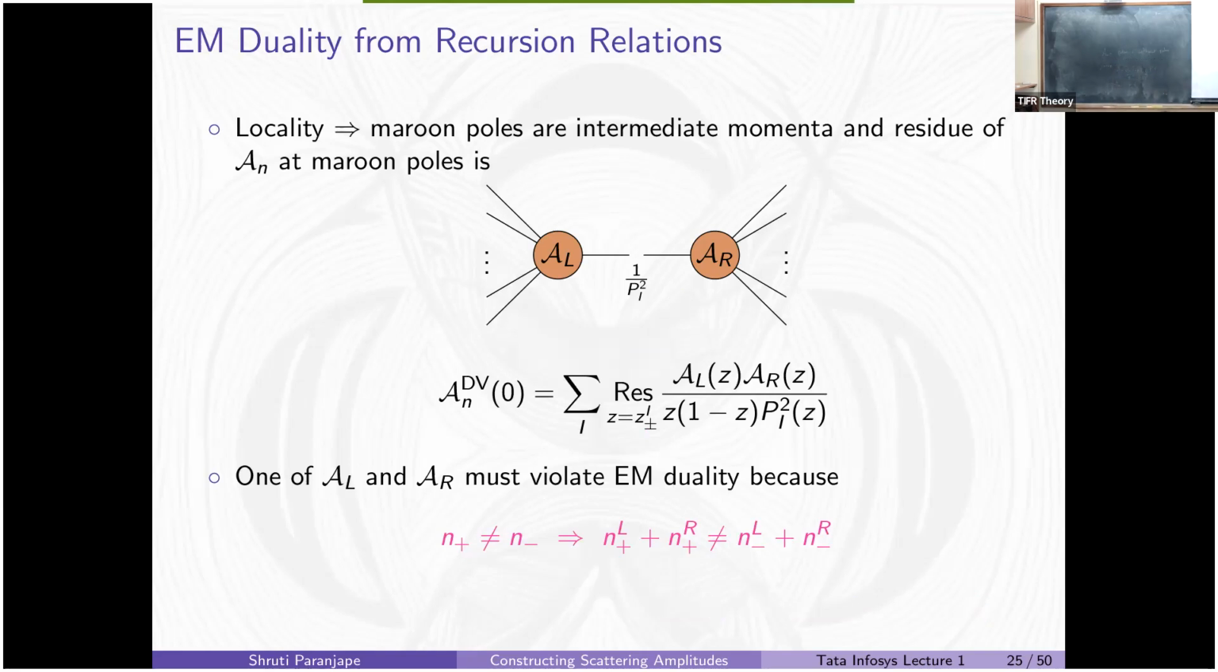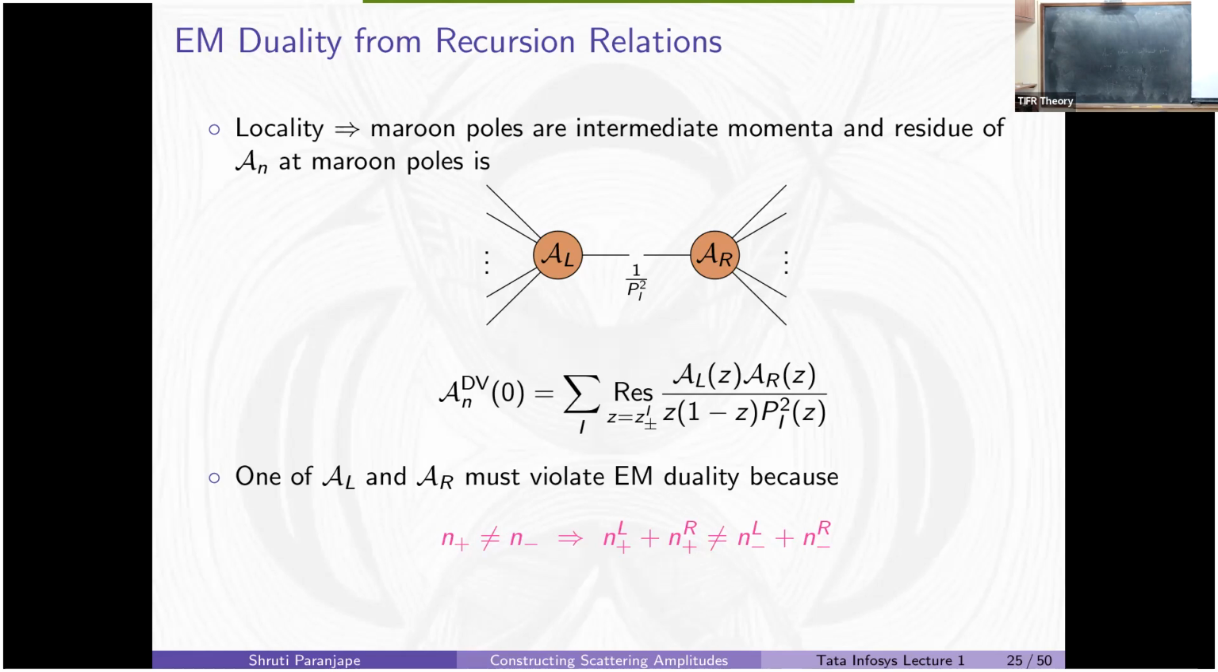Just to parse the formula a little bit, this pi square of z is when the intermediate momentum goes on shell. But it's pi square, so it's quadratic in z. So actually there are two solutions with pi square being 0, which is what I call z_i plus minus. But it doesn't matter. The only thing that matters is that A_n depends on lower points.